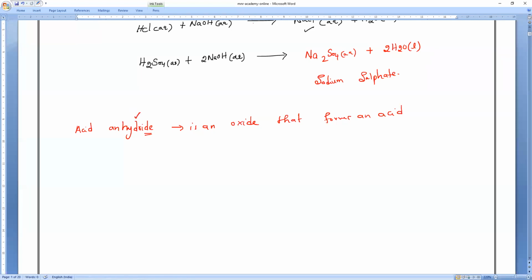So when will it form the acid? When it dissolves in what? In water. Only when dissolved in water will it form the acid. So for example, if you take an acid anhydride, what is an example? Let me take all of you. You all know sulfur trioxide.